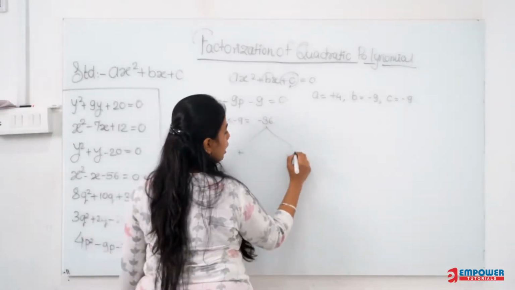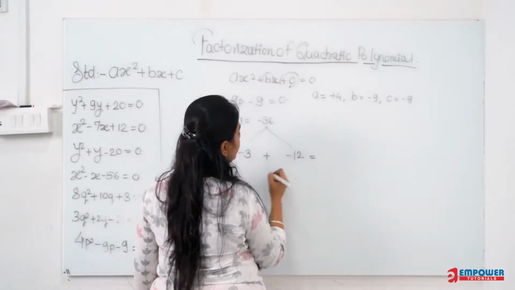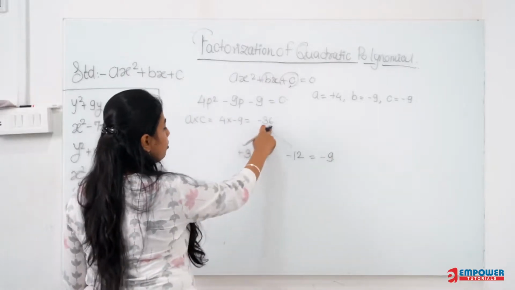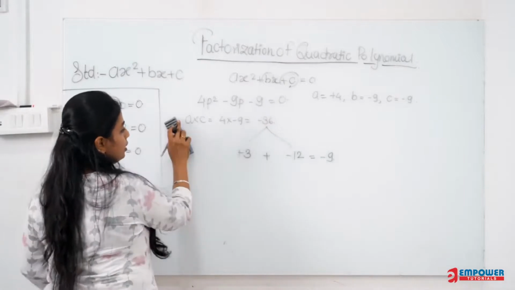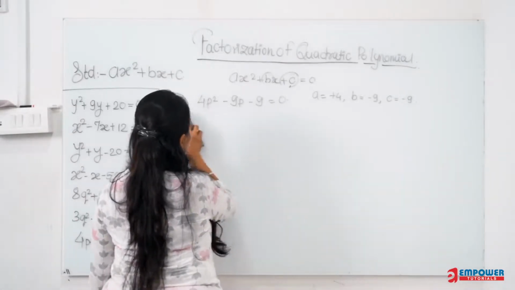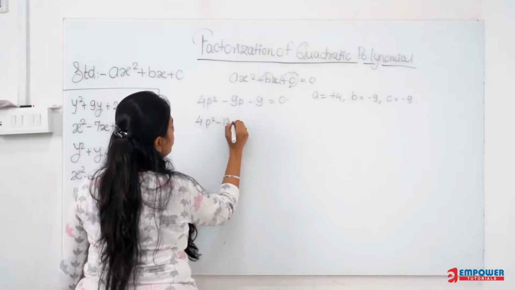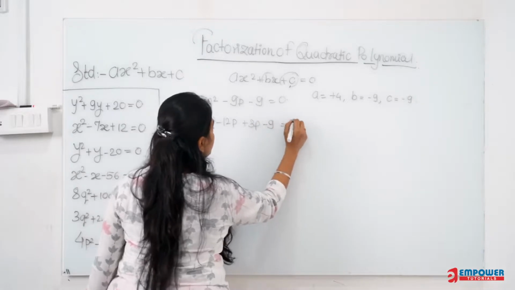So in this case, can I take minus 12 and plus 3? The addition of these two will be equal to minus 9. So the factors of minus 36 will be plus 3 and minus 12. So I will add this in the equation, and this will be 4p square minus 12p plus 3p minus 9 is equal to 0.